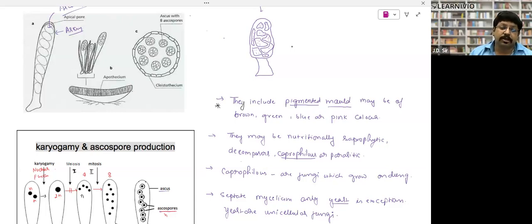Okay, sir, this question has already been asked. The pigmented mold belongs to which class? They belong to Ascomycetes. First question.